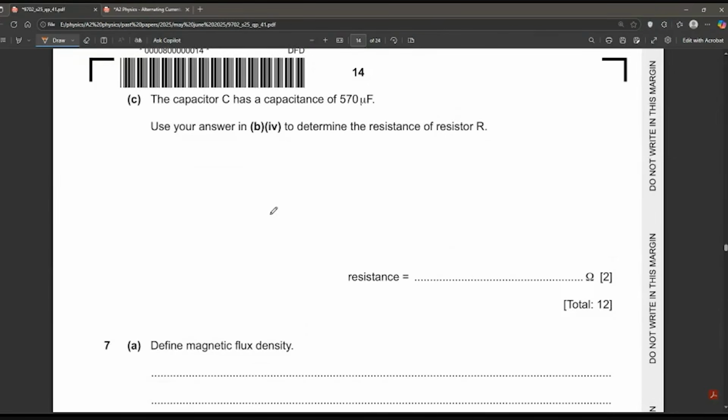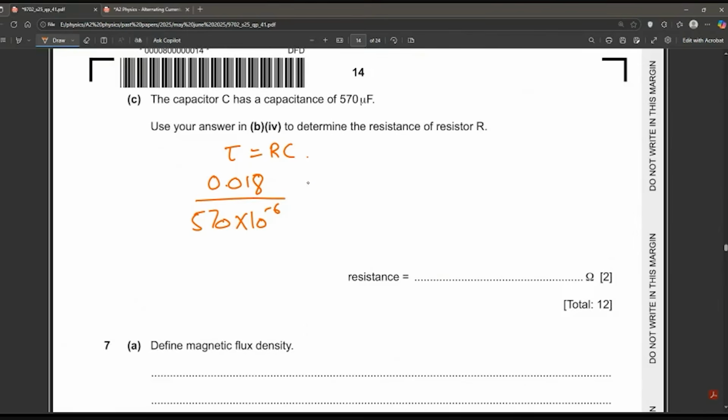Now the capacitor has a capacitance of this. You have to determine the resistance. How will you do that? Time constant tau is equal to resistance into capacitance. 0.018 divided by the capacitance 570 times 10 raised to the power of minus 6 is equal to your resistance. What does your resistance come out to be? Resistance किसके equal आ रही है बेटा? 32 ohms.